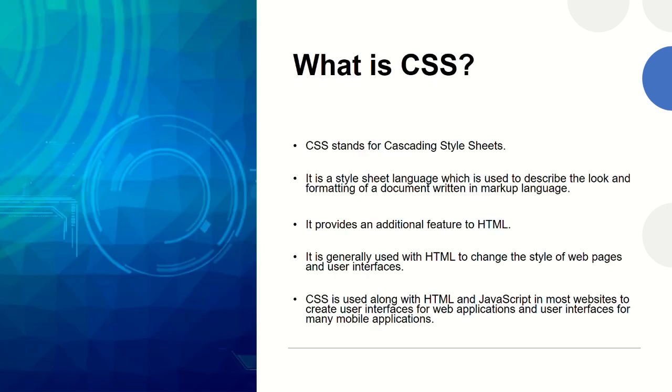CSS stands for Cascading Style Sheets. Mainly, CSS is used for the presentation of HTML. It is a style sheet language which is used to describe the look and the formatting of a document written in a markup language. It provides additional features to HTML. It is generally used with HTML to change the styles of web pages and user interfaces.